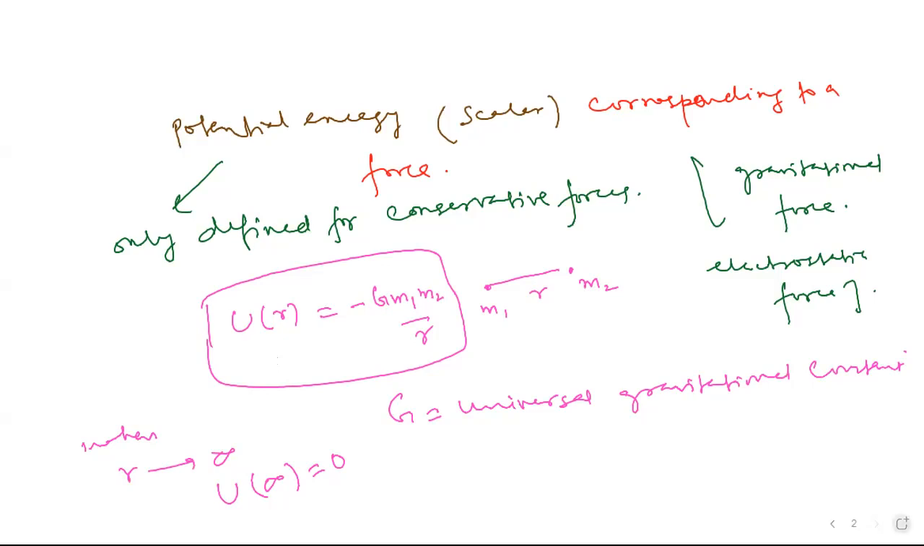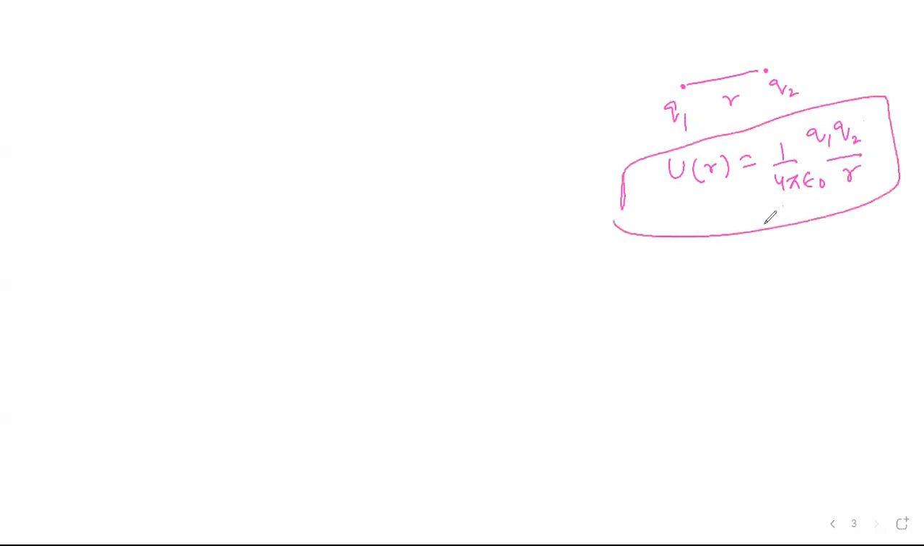Now let us move to charges. If I have 2 point charges Q1, Q2 separated by distance r, then the electric potential energy stored in this system of charges is 1 by 4 pi epsilon naught Q1 Q2 by r. Again, it is assumed that if r is infinite, then the potential energy in that configuration is assigned to be a value of 0, right?